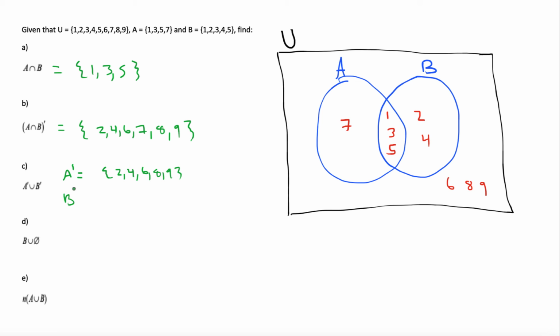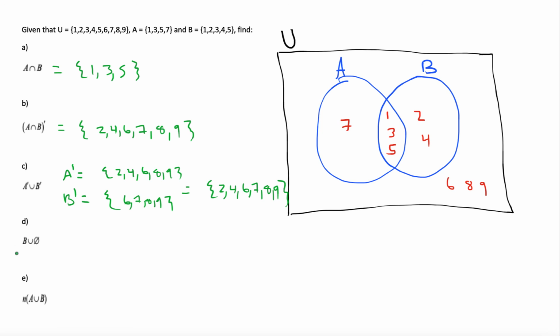And then, what is everything that is not in B? This is the circle for B here, so that'll be 6, 7, 8, and 9. Now we want to take the union of these two. Remember, the union just means everything, so we'll write down all the elements that we see here. Of course, we do not write these elements twice. So this would be A complement union B complement. And we notice, hey, wait a minute, the answers to B and C are exactly the same. So it's just a different way to write the same problem.